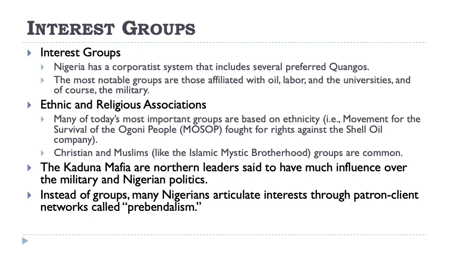For example, we have the Movement for the Survival of the Ogoni People, MOSOP, which is going to fight for the oil rights against the Shell oil company that tries to come in and take the oil. Naturally, in a country that's half Christian, half Muslim, you're going to have groups affiliated with those faiths that are going to try to promote their interests. The Kaduna Mafia, for example, are northern leaders said to have much influence over the military and Nigerian politics. Many Nigerians articulate interests through patron-client networks. Prebendalism is the name for patron-client networks in Nigeria.